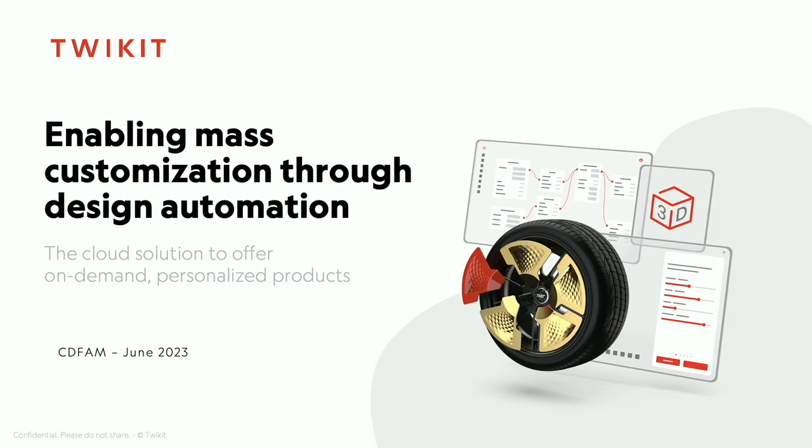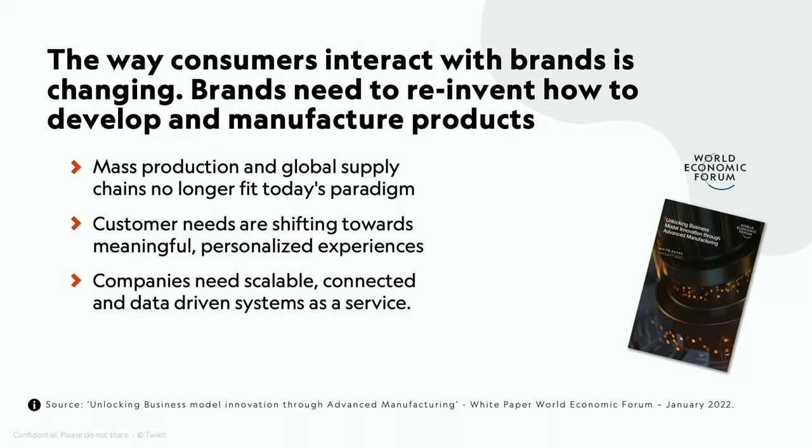My name is Thomas. I'm a product lead at Twikit, and Twikit is a B2B software as a service company in digital manufacturing. And we enable brands to bring highly individualized products to the market, produced through digital manufacturing. And today I'll be talking about computational design and how it enables mass customization.